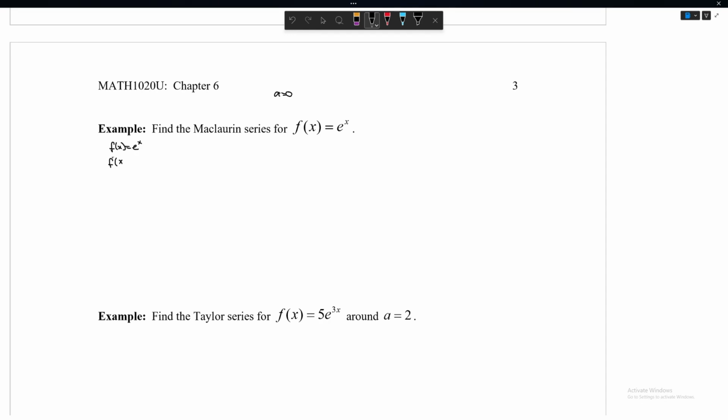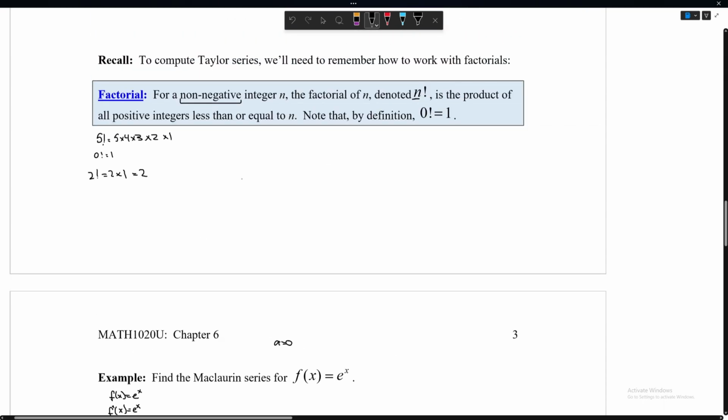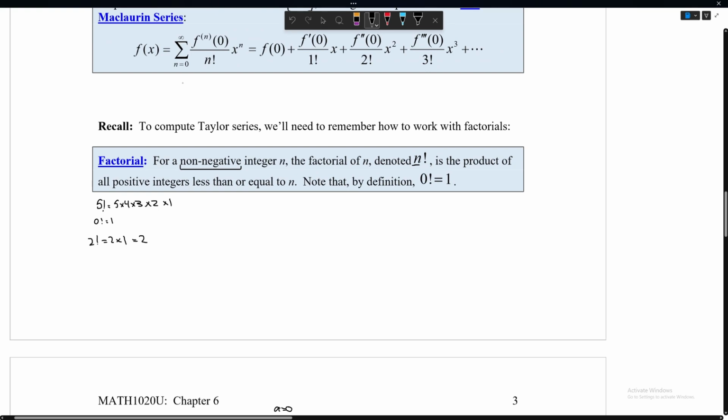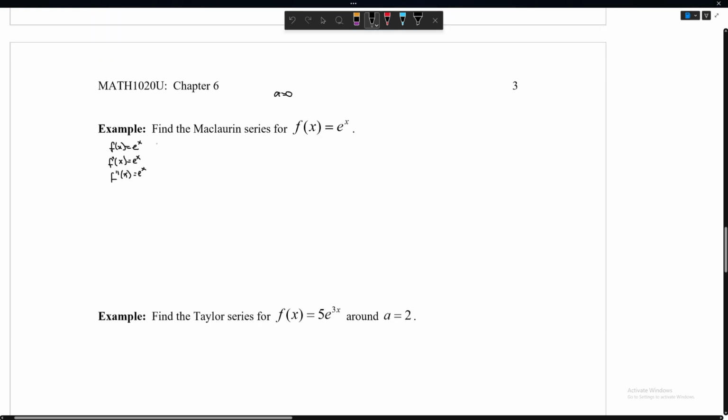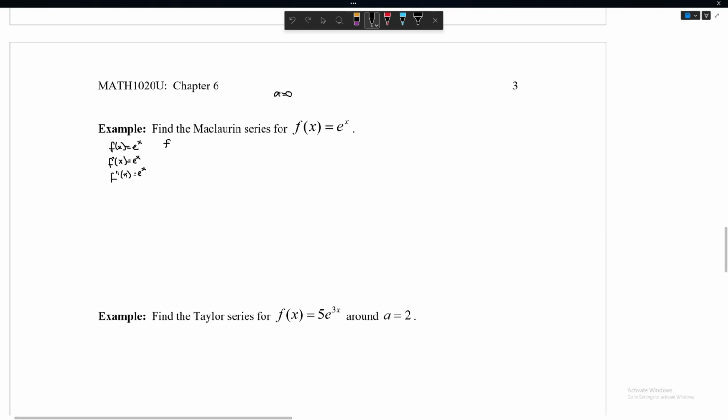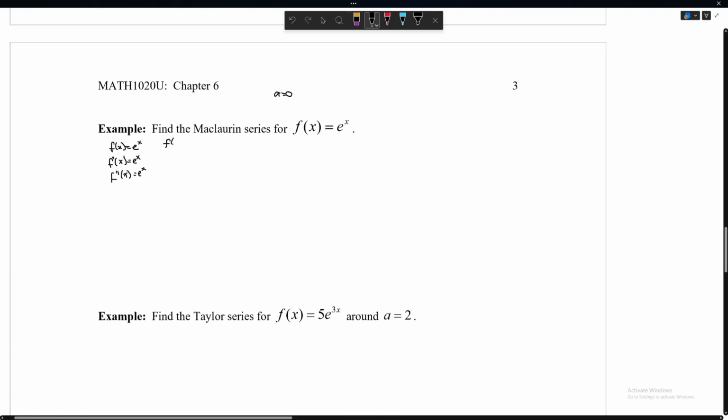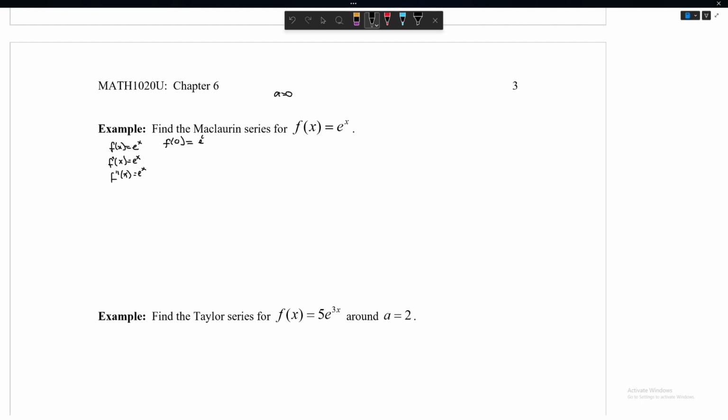The first derivative of f equals e to the x. The second derivative of f equals e to the x. And as you can see, this doesn't change. Before we use our formula, let's evaluate at 0. Because a equals 0, f at 0 equals e to the 0, which is 1. The first derivative at 0 equals 1, and the second derivative at 0 equals 1.